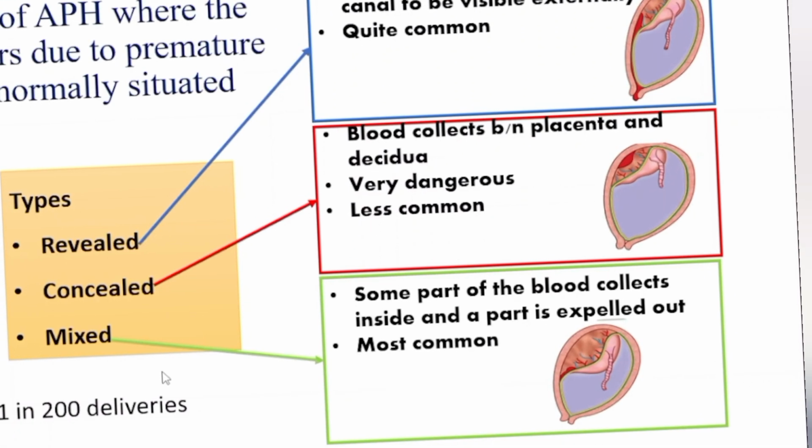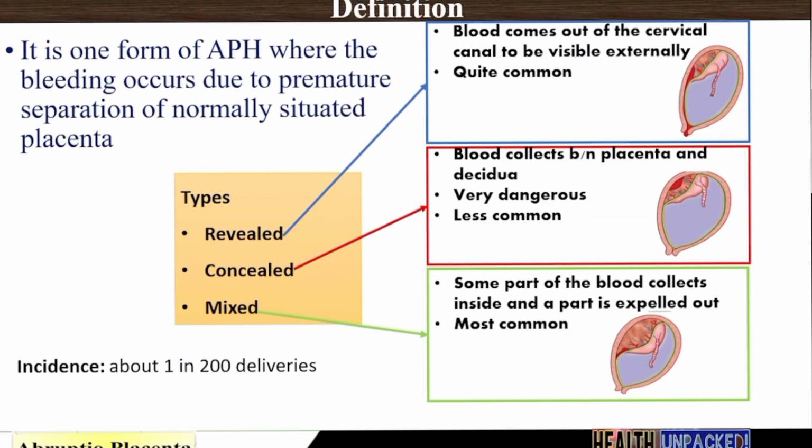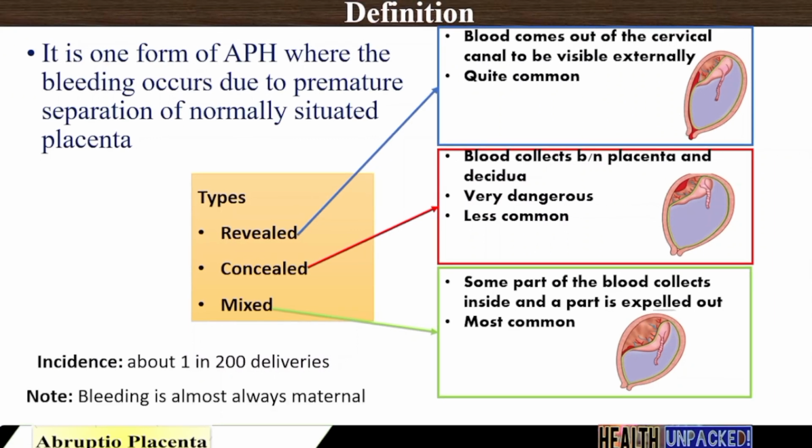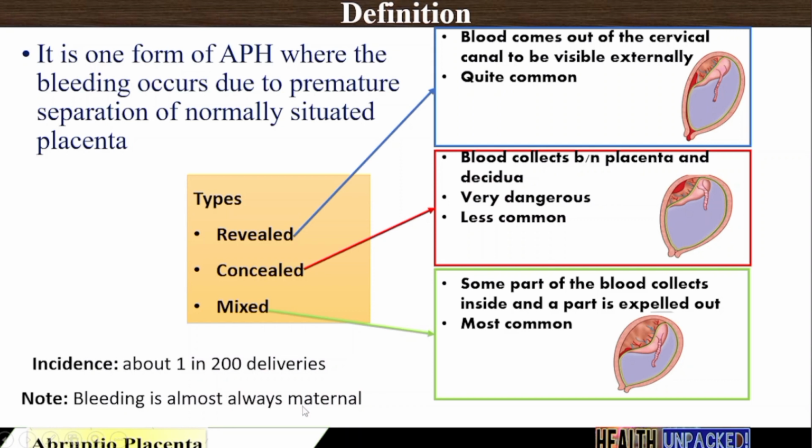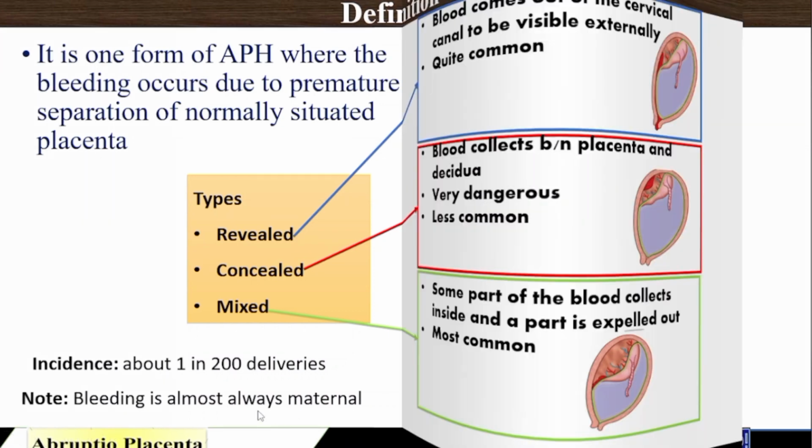The other is mixed, where some part of the blood collects inside and a part is expelled out. This is the most common one, but we can't really estimate how much blood is collected inside. So this is the common one. What you have to remember is the bleeding is almost always maternal. There is no fetal bleeding in abruptio placenta because the bleeding is from the maternal side, not the fetal side. So almost always the bleeding is from the maternal side.